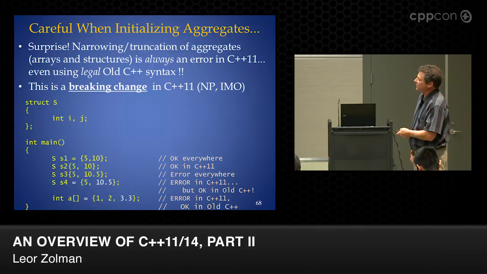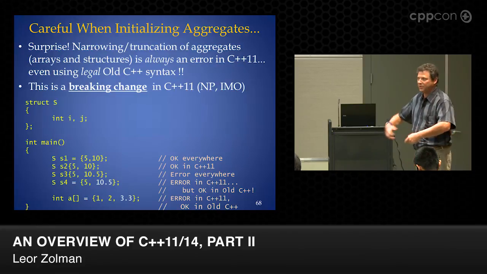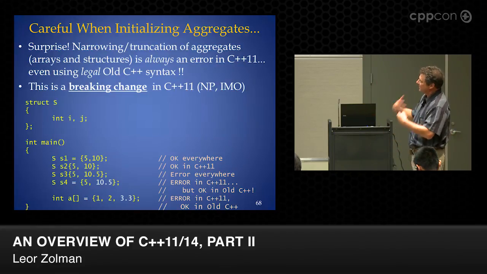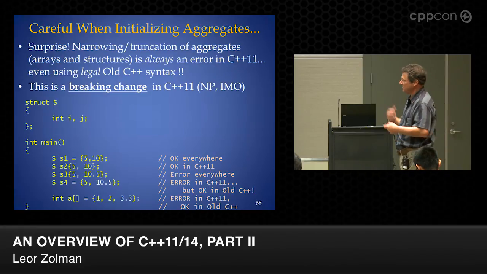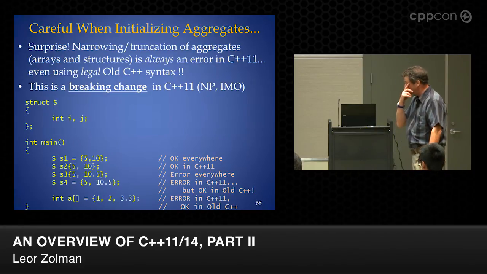Struct initialized with this, OK. Error in C++11 because of the narrowing conversion, still OK in old C++. Right? If you're running under a C++98 compiler, that's fine. So this rule, not allowing truncation, is a C++11 and forward issue.